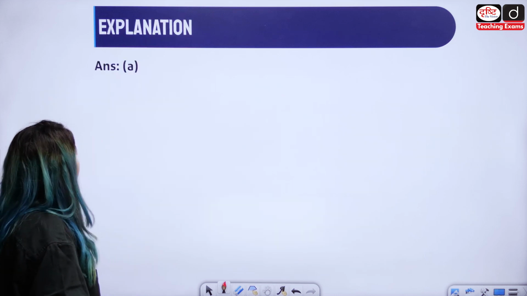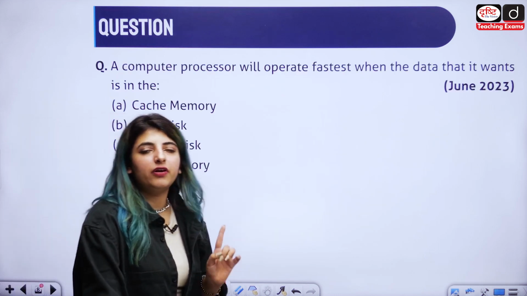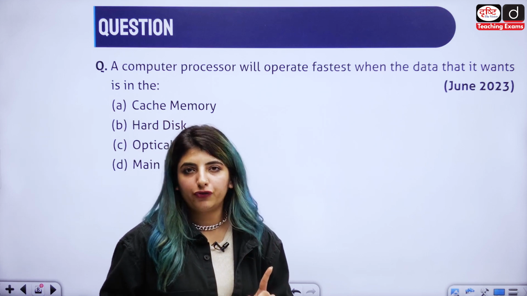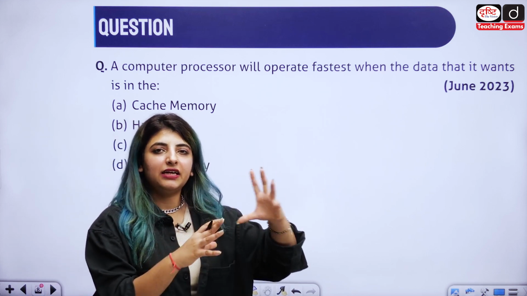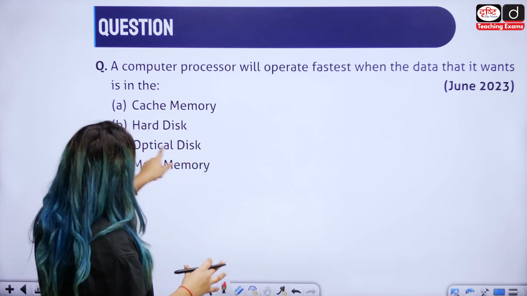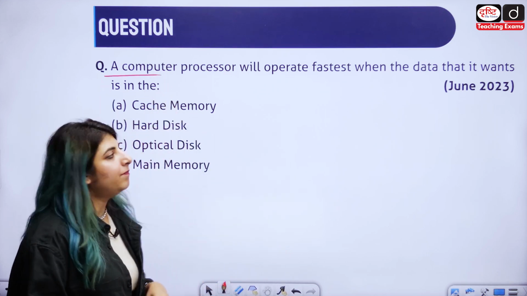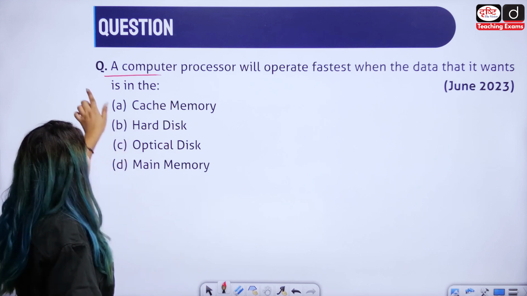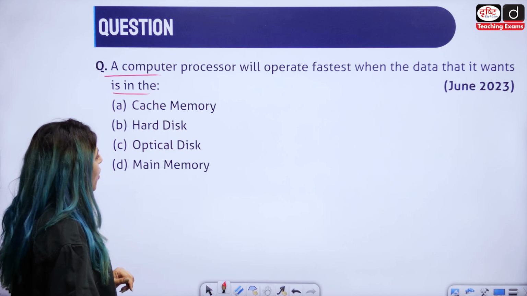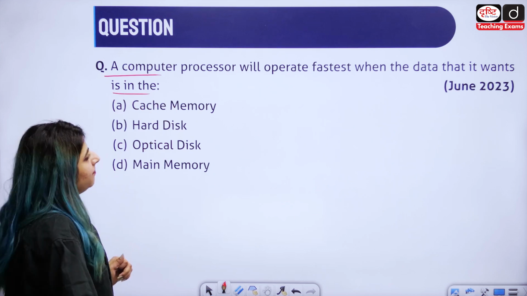Moving forward to the next question, in the proprietary software, of course, you'll have to pay for the software after a certain point of time. So proprietary software would be considered under the shareware thing. The next question is, the computer processor will operate fastest when the data that it wants is in what? You can take your time.